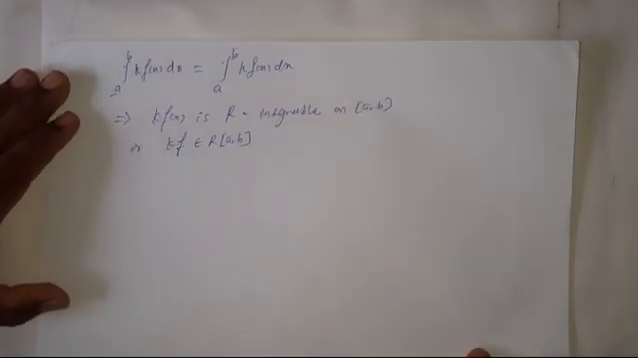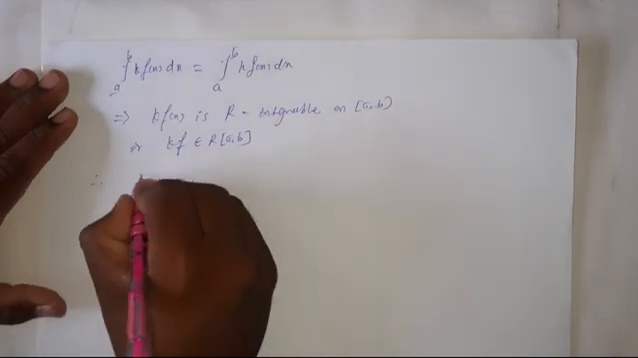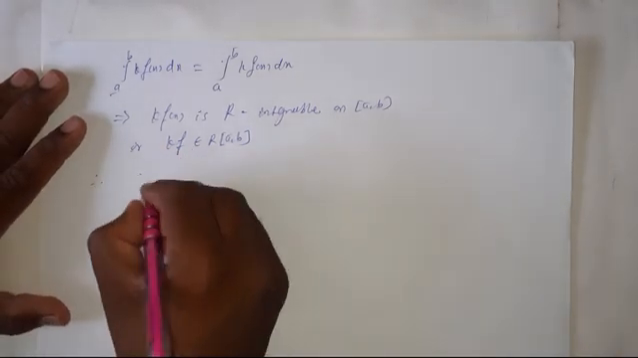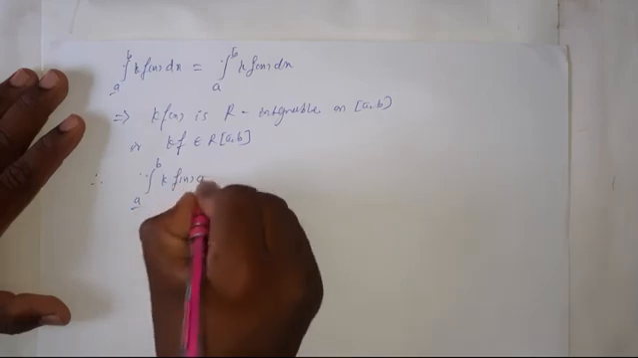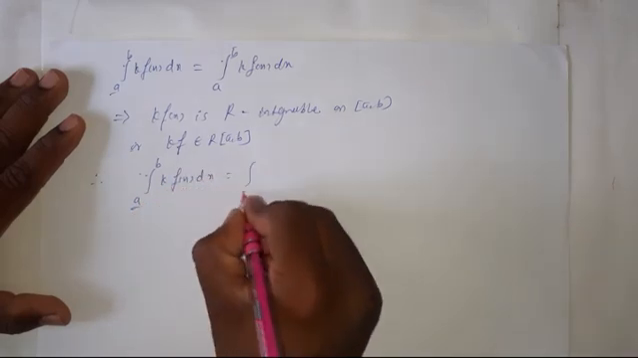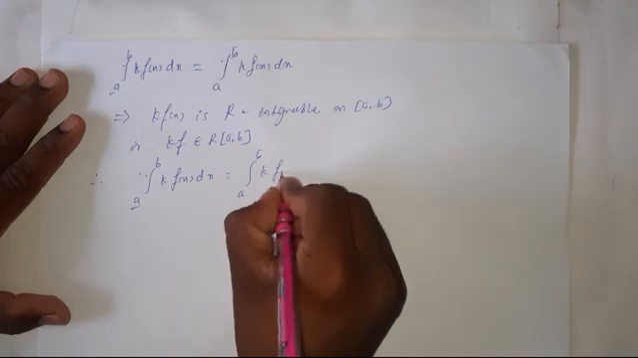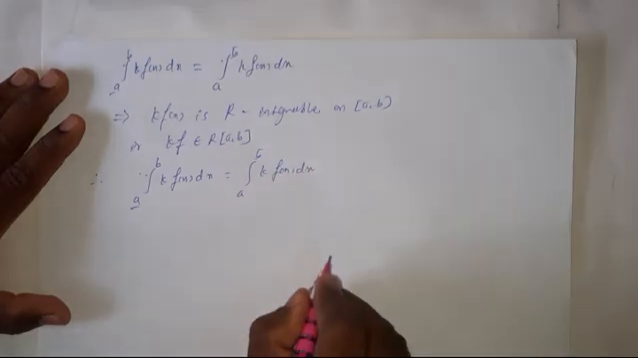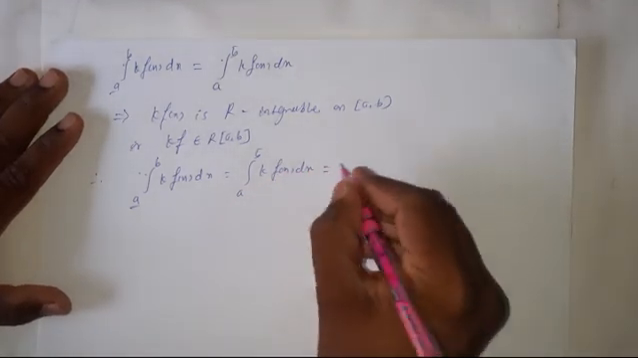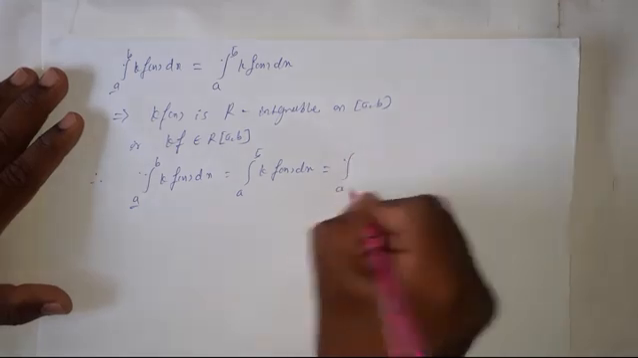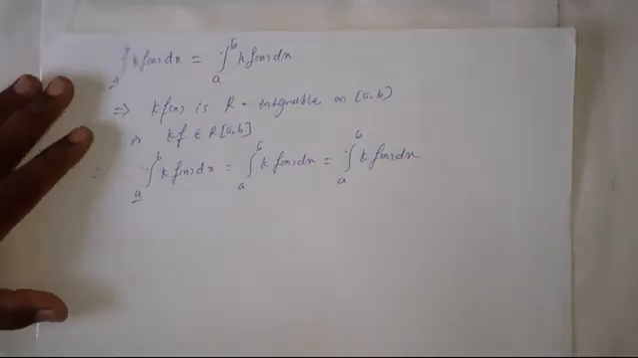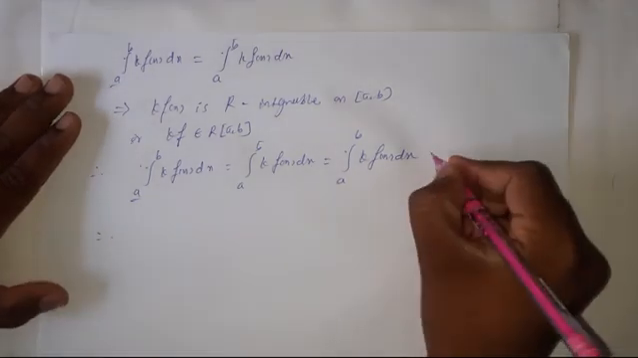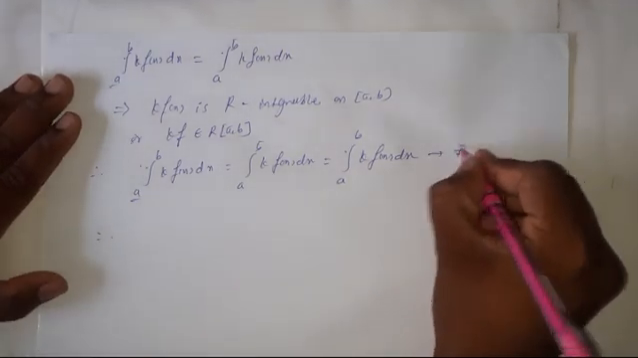Now here kf is Riemann integrable, so therefore the upper integral from a to b of k into f of x dx is equal to the lower integral from a to b of k into f of x dx is equal to the common value, that is the integration over a to b of k into f of x dx. So therefore, here we can consider this as the seventh equation.